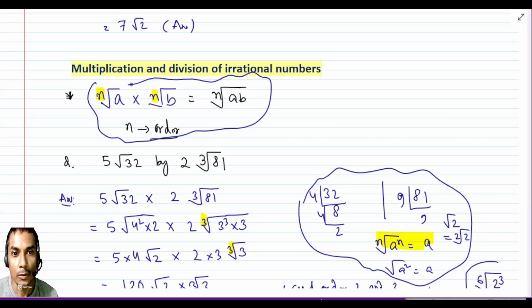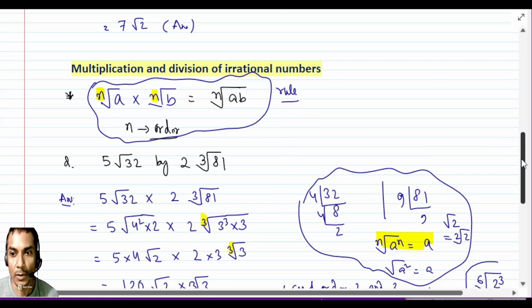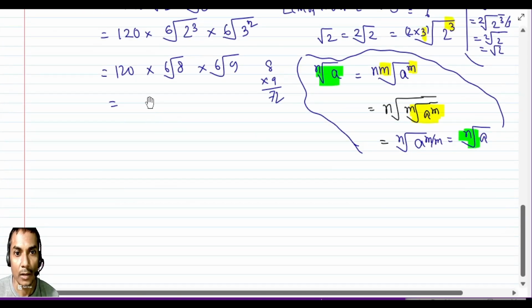This is the rule of multiplication. When the order is the same, you can combine it, okay, that is the rule. So now it is possible to combine because we get the same order.